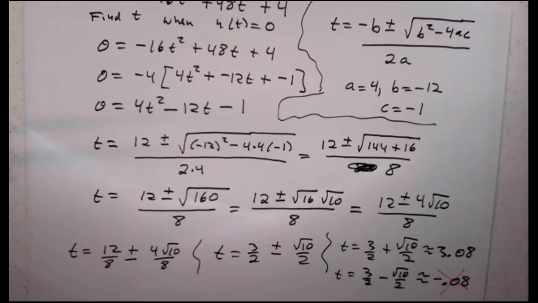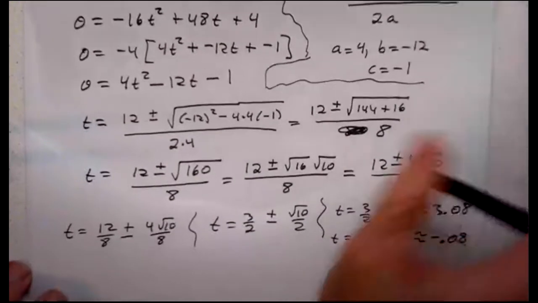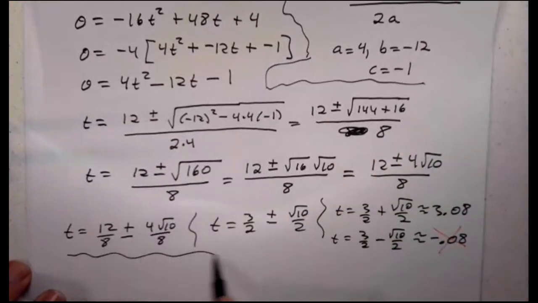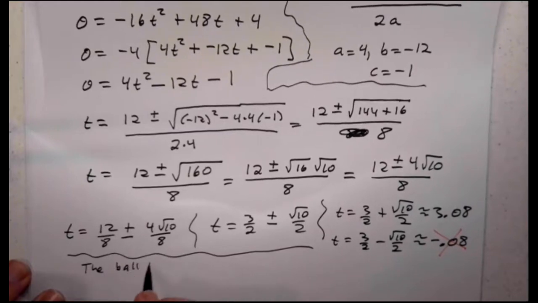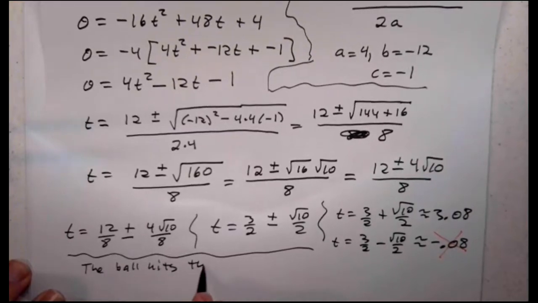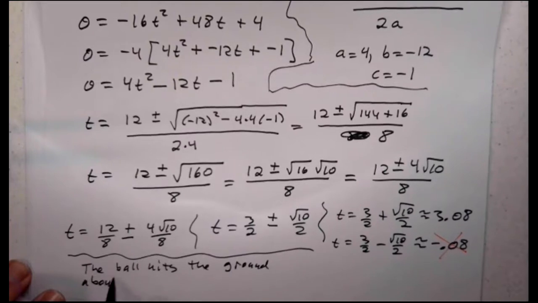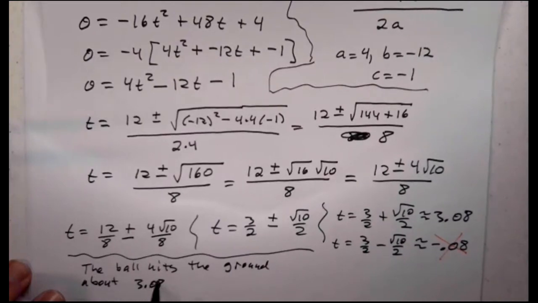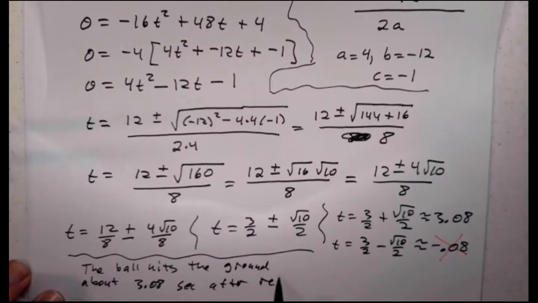So our approximate solution, when does the ball hit the ground? What do we conclude with this? We'll say the ball hits the ground about 3.08 seconds after release.